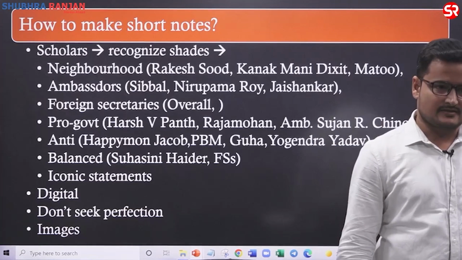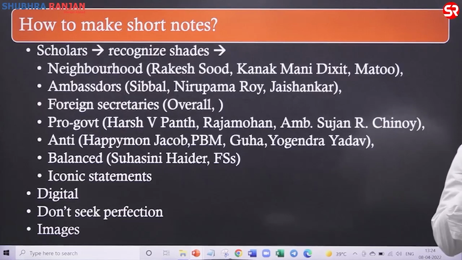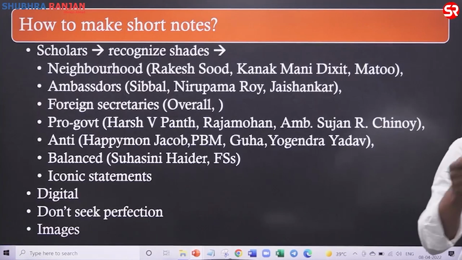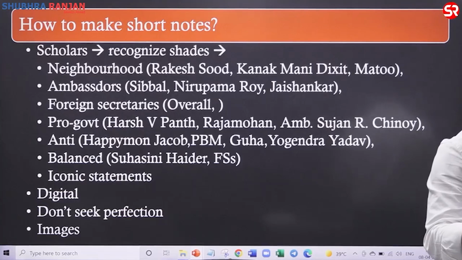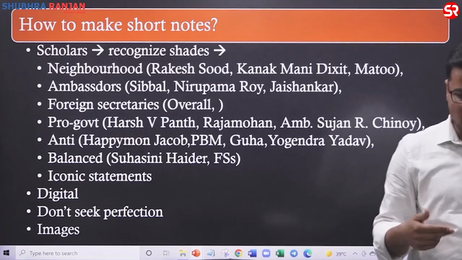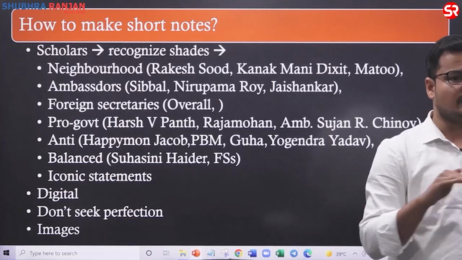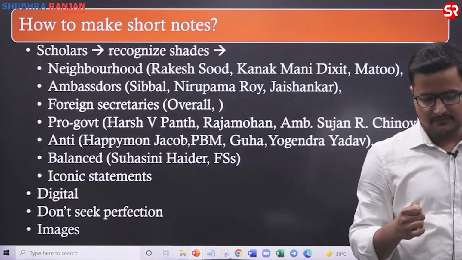Similarly, ambassadors. Even if you don't know and you want to say something, you know that this person has been the ambassador of that country, so you can utilize his name and write whatever you want to say. Okay? So that way we can do it. Foreign secretaries are generally experts of every field, so you can utilize their names.